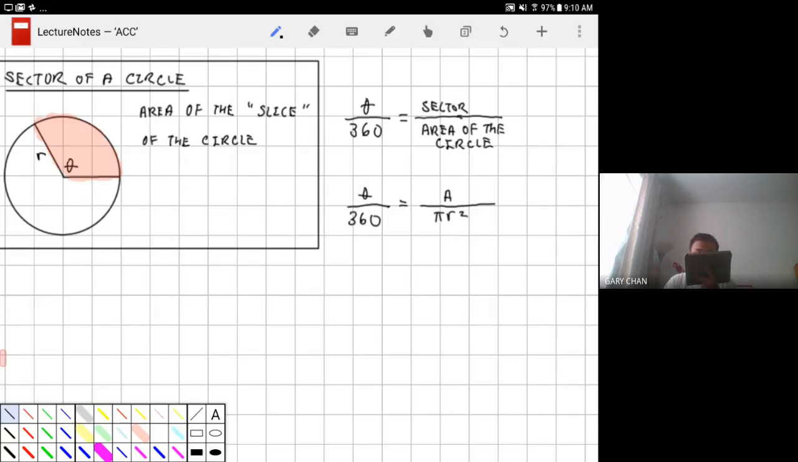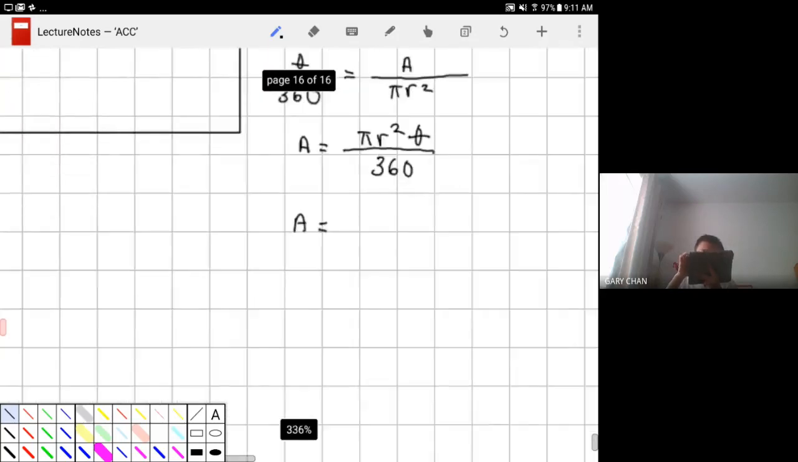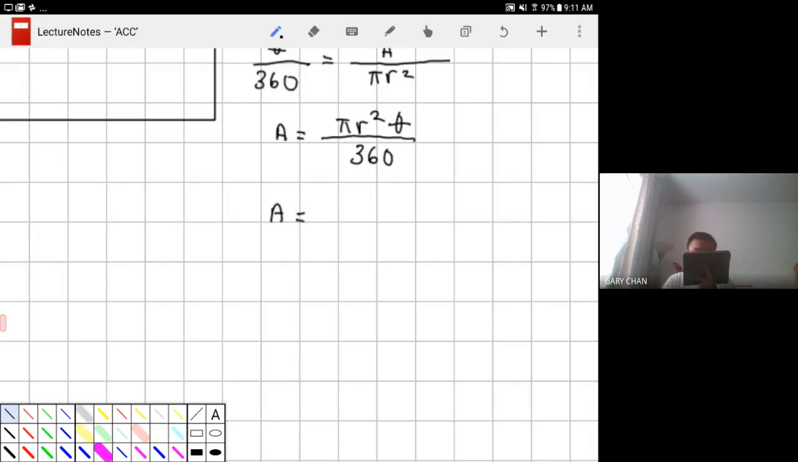So the area of a sector over the area of the circle should be proportional to theta over 360. So that's what I'm going to do. I'm going to try to isolate A because that's the whole objective here. We're trying to figure things out about the sector, this idea of a sector. So this is, again, pi r squared theta over 360. So that's what we have at the moment. And wait a minute. Area is equal to pi r squared theta over 360.